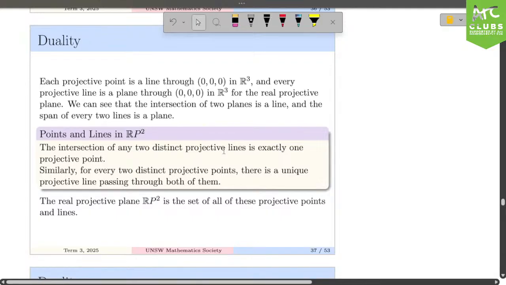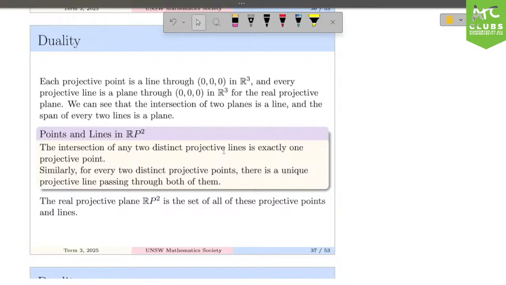Okay, so now do we have any questions about the intersections of conics?